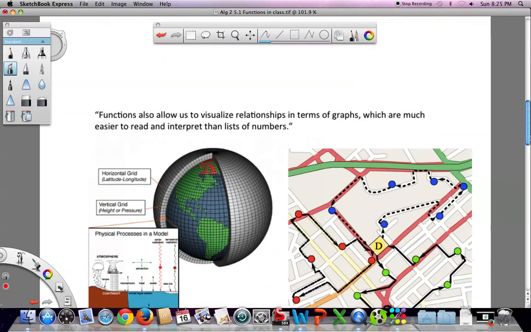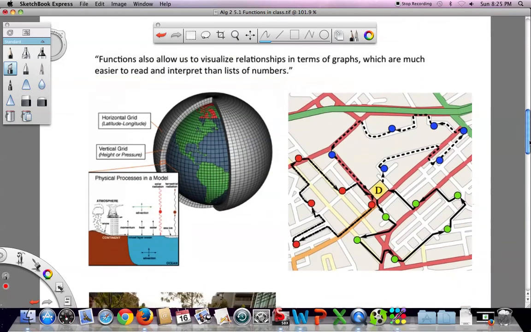In the real world, functions allow us to visualize relationships in terms of graphs, and that's usually easier than looking at a bunch of numbers, right? So here are some functions. So here's a function that describes a physical process. Okay, so here is, it's maybe hard to see, but this basically goes through the cycle of water on our Earth.